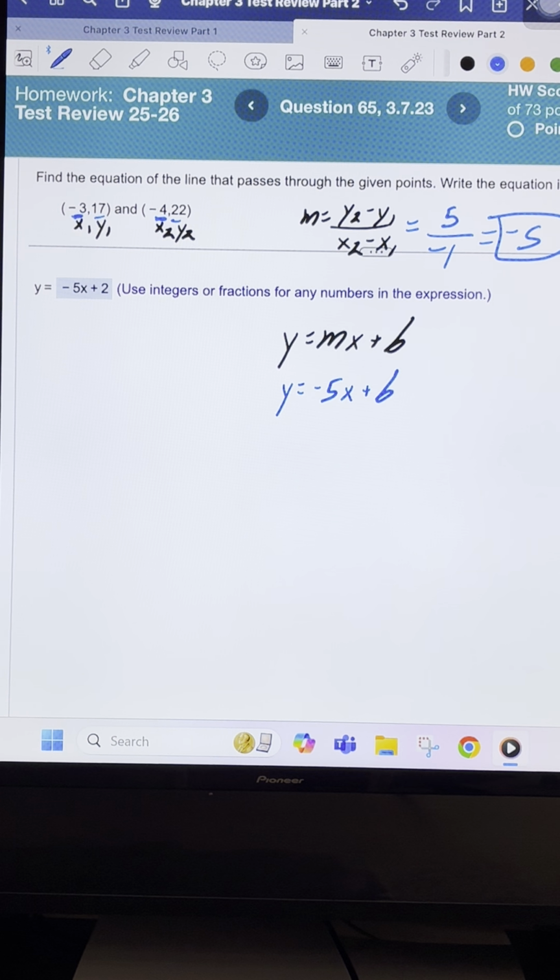Now you can choose which one of these 2 points you want to use. I guess I'll choose the second one because I like even numbers more than odd numbers. So let's make this my x and this my y. So 22 equals negative 5 times negative 4 plus b.